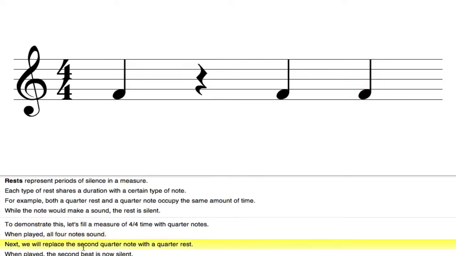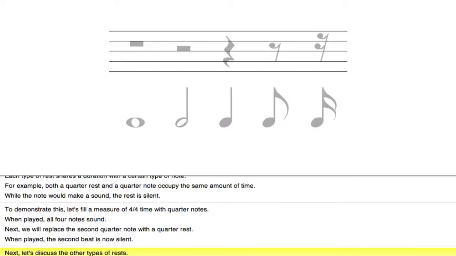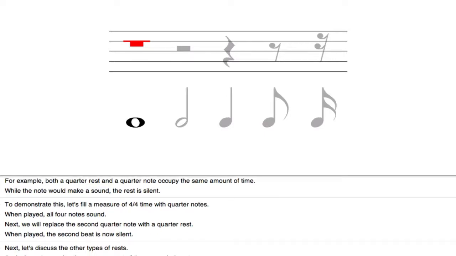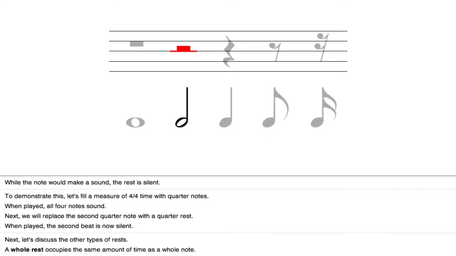Next, we will replace the second quarter note with a quarter rest. When played, the second beat is now silent. Next, let's discuss the other types of rests. A whole rest occupies the same amount of time as a whole note. It is drawn as a box descending from the 4th staff line. A half rest occupies the same amount of time as a half note. It is drawn as a box ascending from the middle staff line.